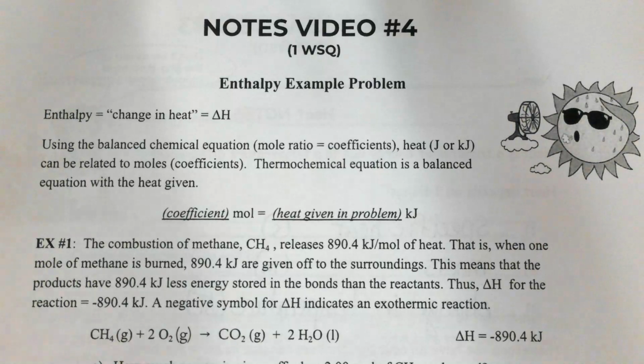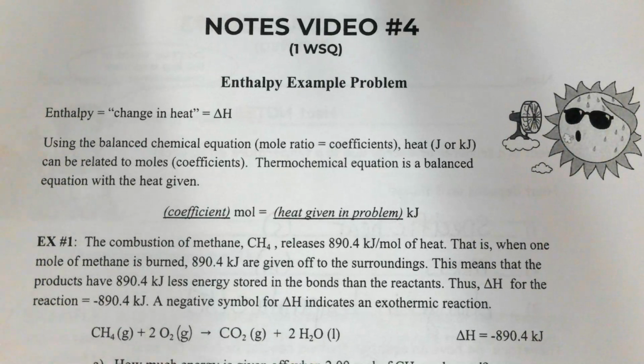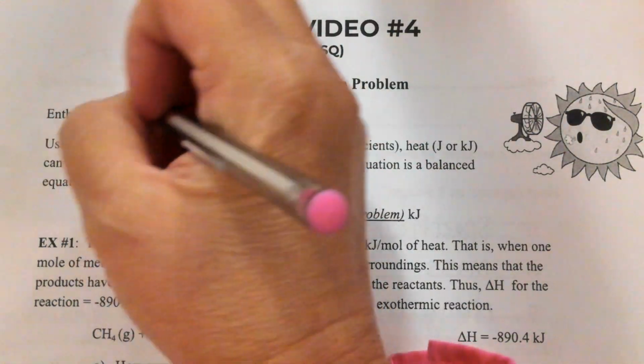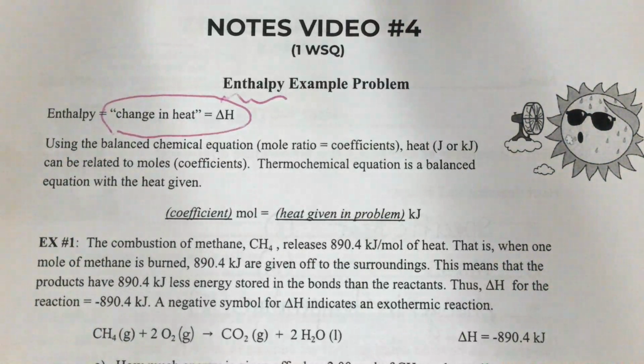Okay, so we're going to do video number 4. This is on enthalpy. Now, that's a weird word. Usually chemistry just tells us exactly what it is, like molar mass: we're going to take the mass of 1 mole of something. But enthalpy is one of those that's like, what? Where did this word come from? Enthalpy actually means change in heat.